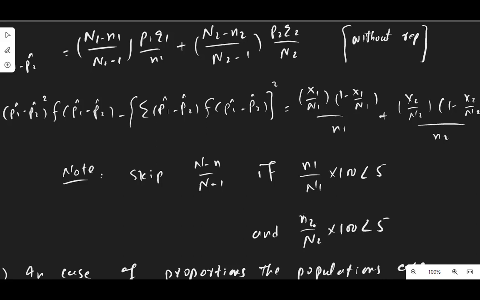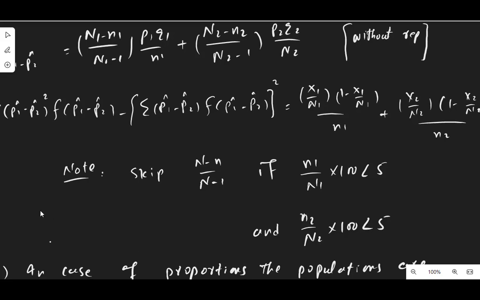Similarly, you can calculate the sample as a percentage of the population. Sample size from population 2 divided by population 2 size, multiply with 100 and look at the value. If this is less than 5, you can also skip the finite population correction factor for population 2. So we will verify this left hand side and the right hand side in a subsequent topic.